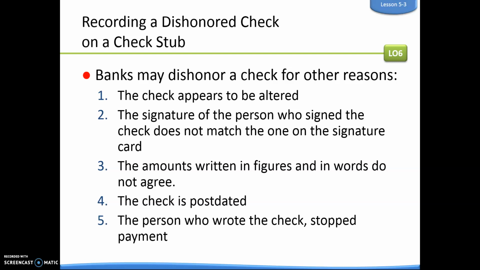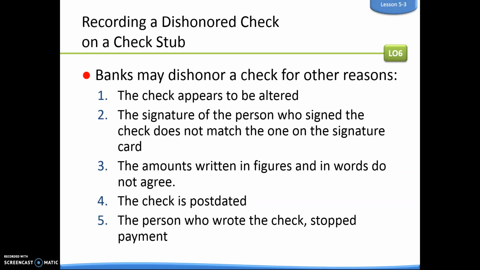Some of those reasons might be that the check appears to be altered in any way, like someone added a number or changed the name of who it was written to. If the signature of the person who signed the check doesn't match the signature card that you fill out when you open your checking account, that could be a reason they dishonor it. If the amount in figures, meaning where you wrote the amount in numbers, and the words that you wrote do not agree, that could be another example where they refuse to cash the check.